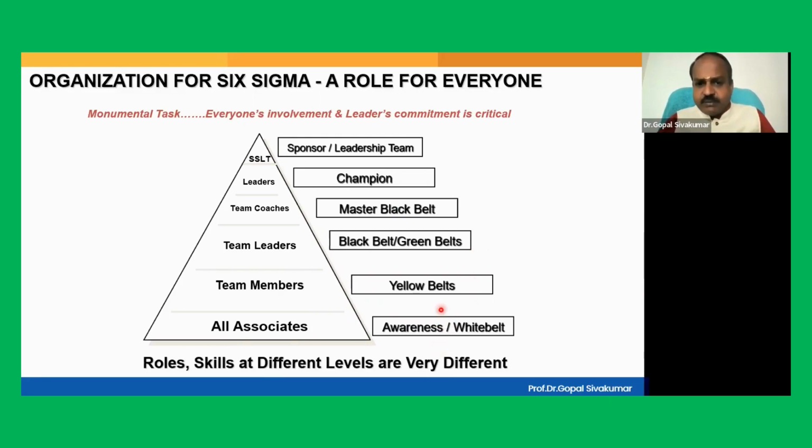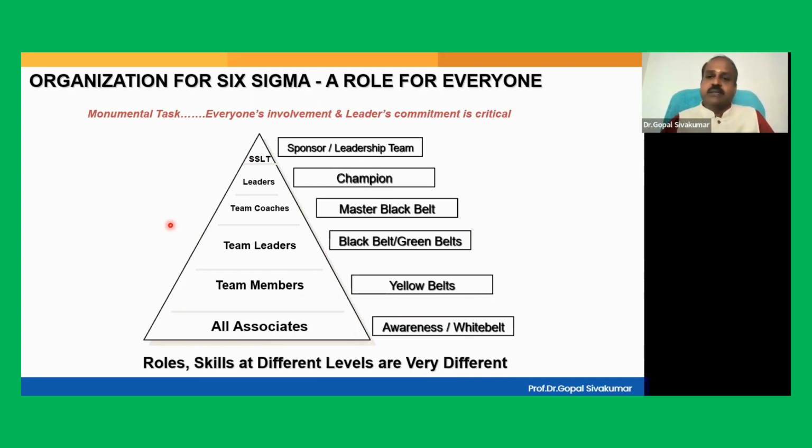And then the next level of proficiency, yellow belt. Yellow belt means intermediate level of proficiency. They will be called project assistants. You can compare them to the nurses who work in a hospital. Nurses also give treatment to the patients, but always as per the guidance of the medical doctors. Similarly, yellow belts will work in the project, but always under the guidance of green and black belts.